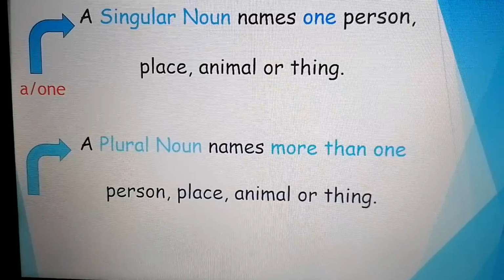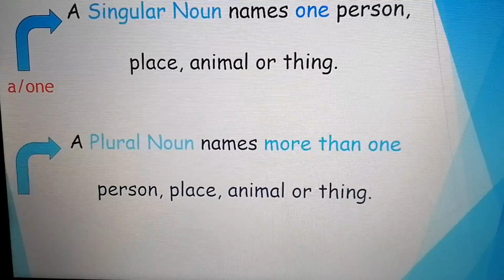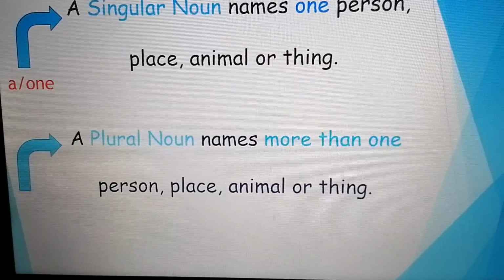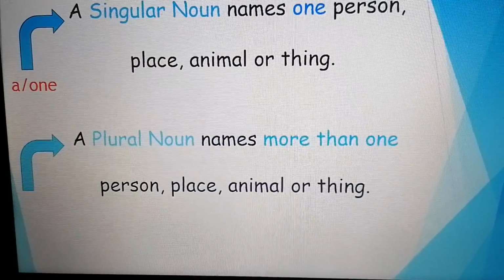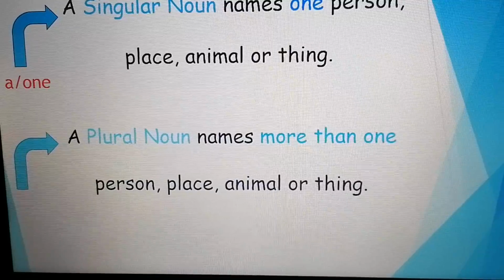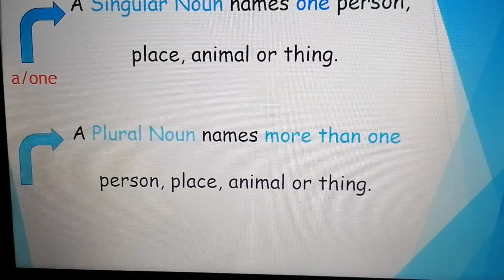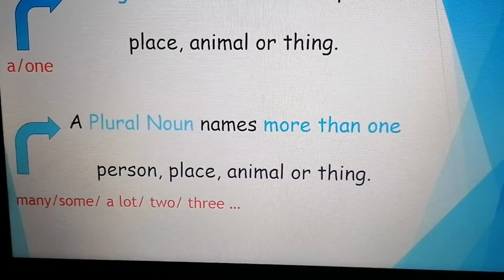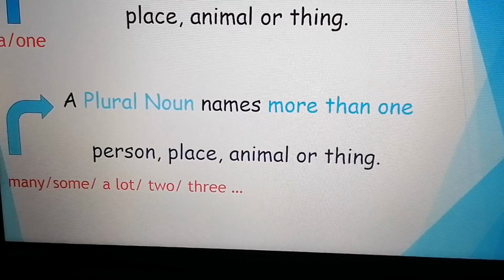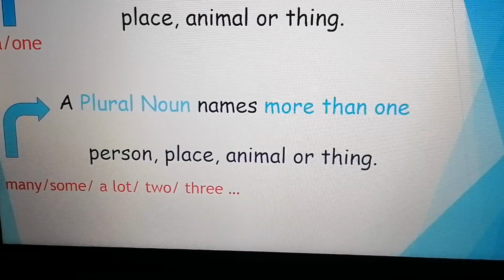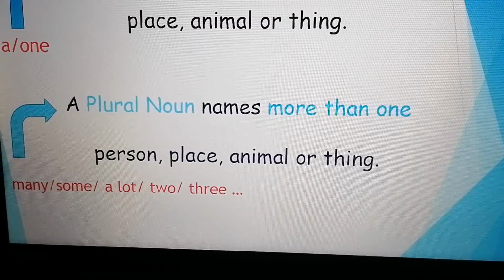Then, for plural nouns, they name more than one place, more than one person, more than one animal, and more than one thing. And they have also keywords like many, some, a lot, two, or three.